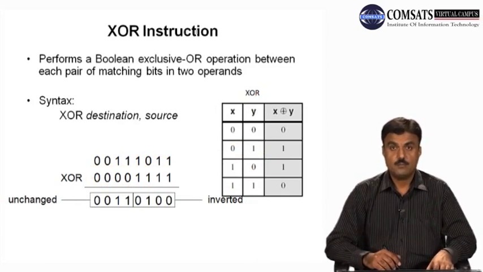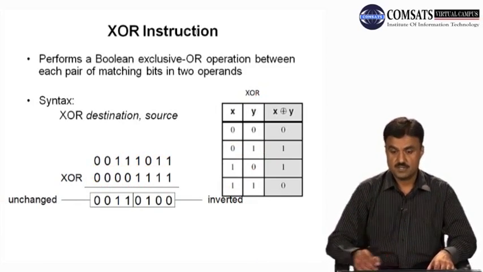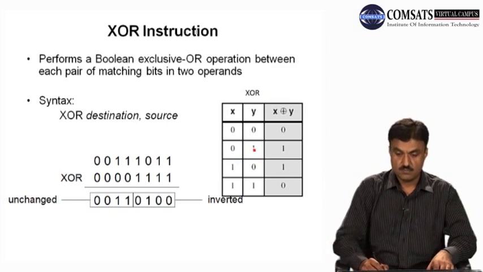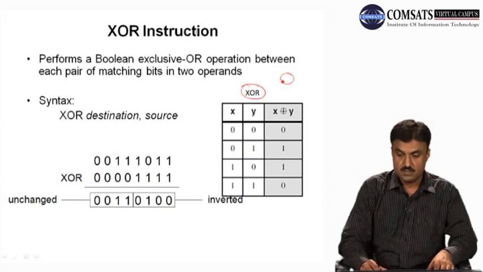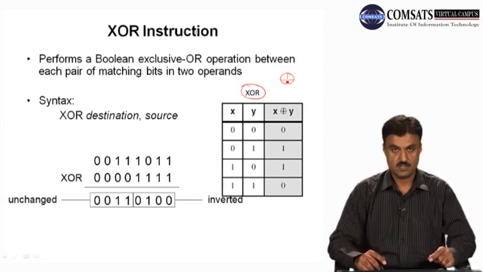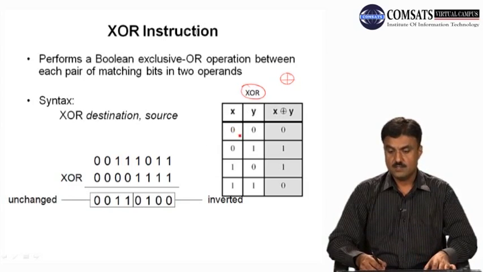Next is the exclusive OR operation, or exclusive OR instruction. For this exclusive OR instruction, here you can see the truth table. The sign used for exclusive OR is a circle with a plus inside the circle. In this truth table, x and y are two Boolean variables.